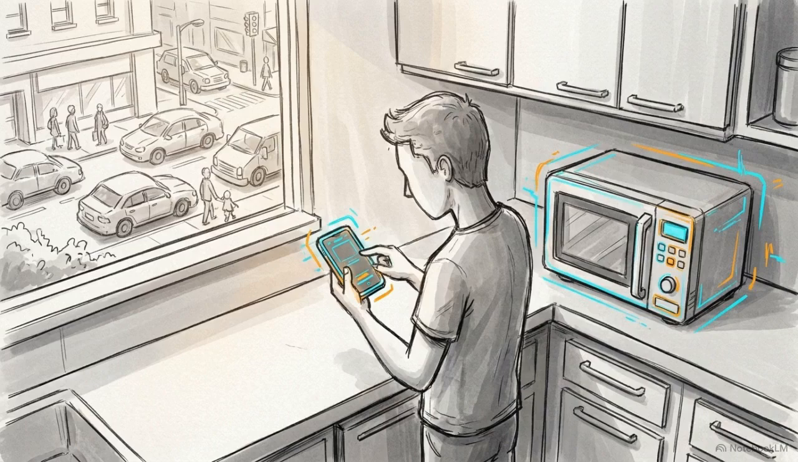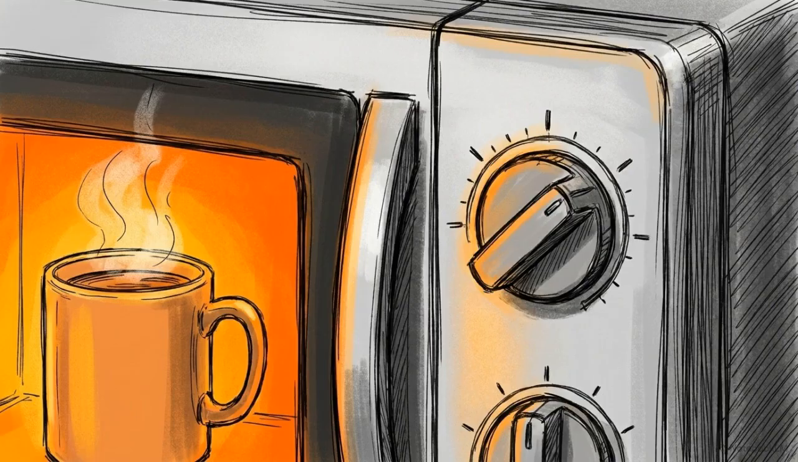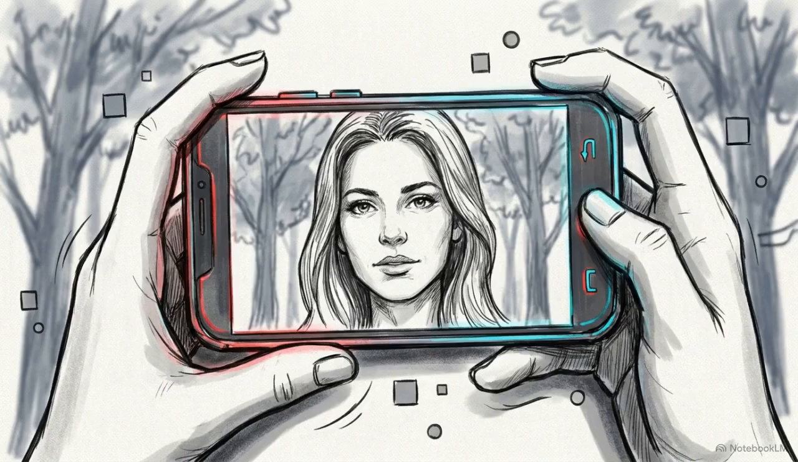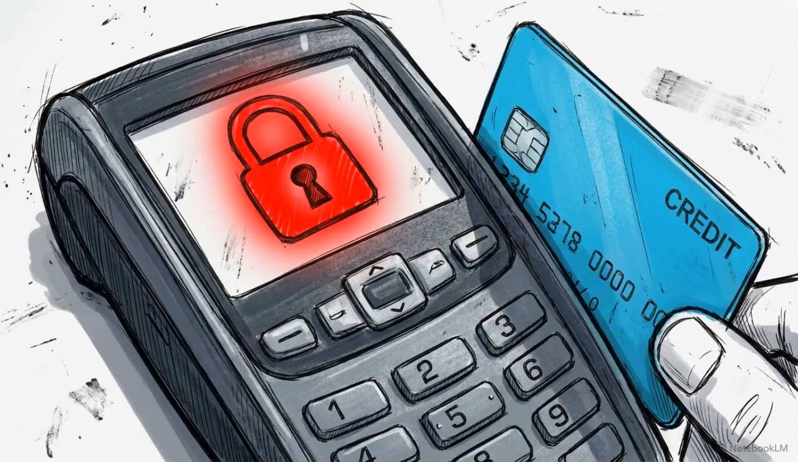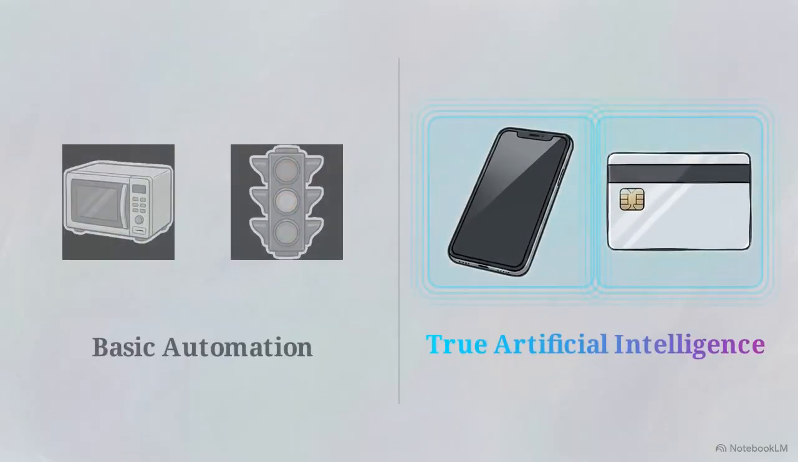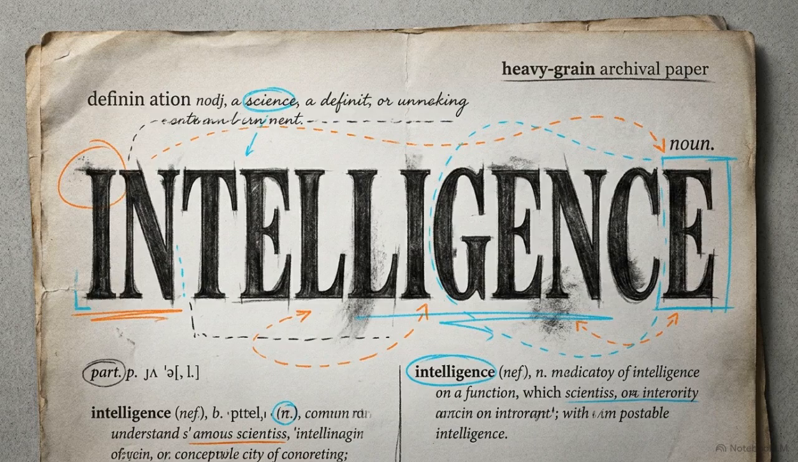Think about the machines you interact with before lunch: a microwave heating your coffee, a traffic light turning green, your phone blurring a portrait, your bank freezing a weird transaction. They all seem smart, but only 2 of them are actually using artificial intelligence. To spot the difference, we have to define what intelligence actually is.